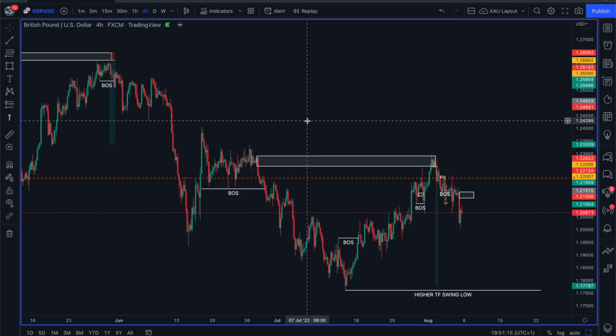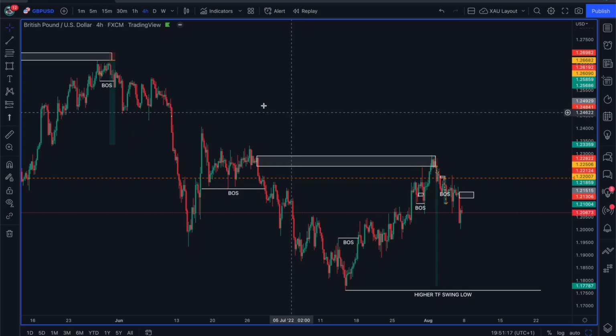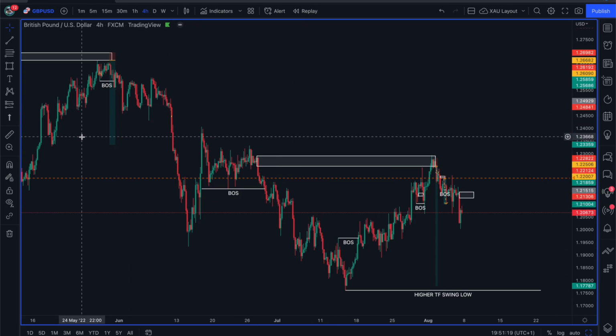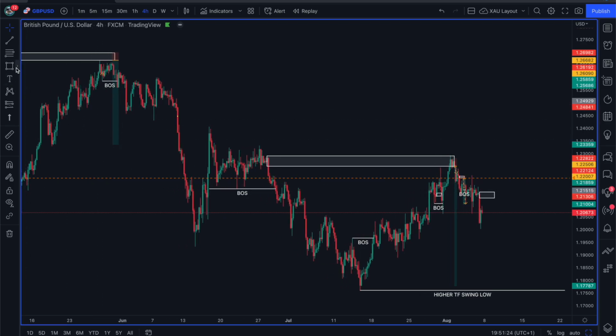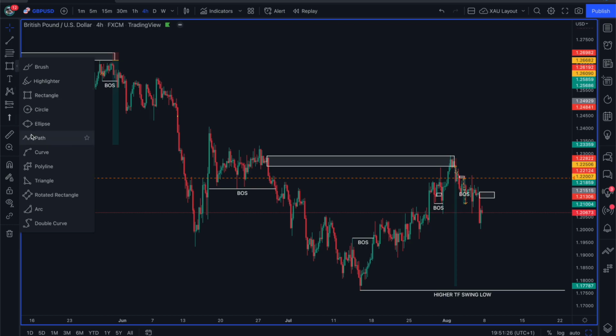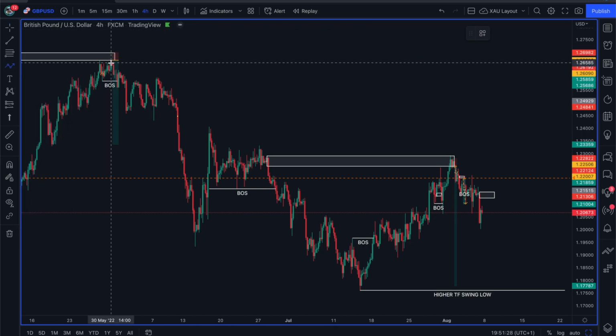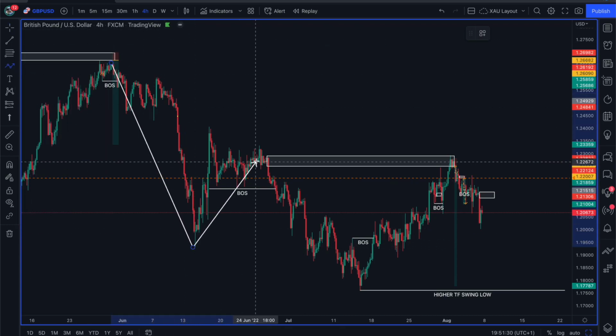Looking straight off the bat, we have Great British Pound to the US dollar. This is looking at this pair on the 4-hour time frame. We can clearly see that this market is bearish, so this is giving us our bias to sell into the market. We want to be sellers in a selling market.